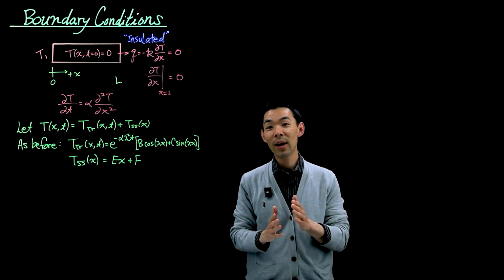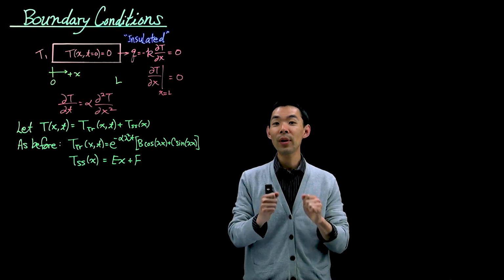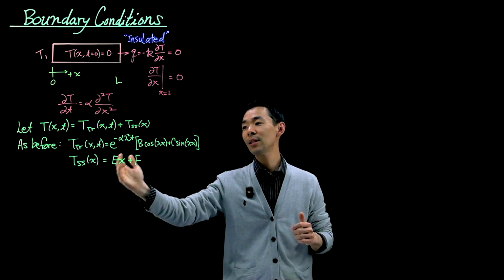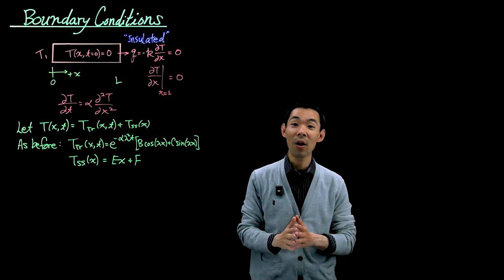Now, this is where we need to be more careful. From this point onward, the boundary conditions will start to matter because we now have to figure out what the constants of integration B, C, E, and F are.